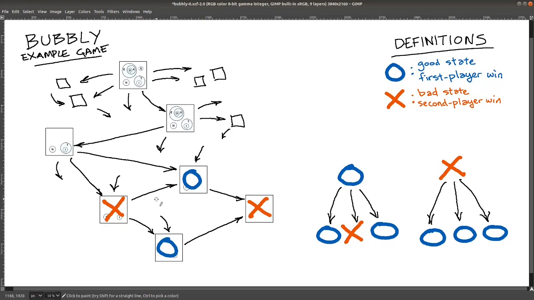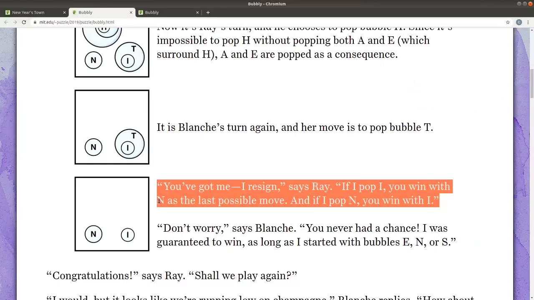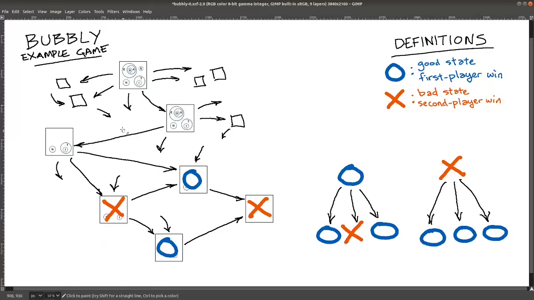And Blanche says, "You never had a chance. I was guaranteed to win as long as I started with bubbles E, N, or S." So what Blanche is saying is that the starting state was a good state, and that this state here, after her first move, was one of three possible bad states you could reach from the initial good state. So there's 2 more out here as well.